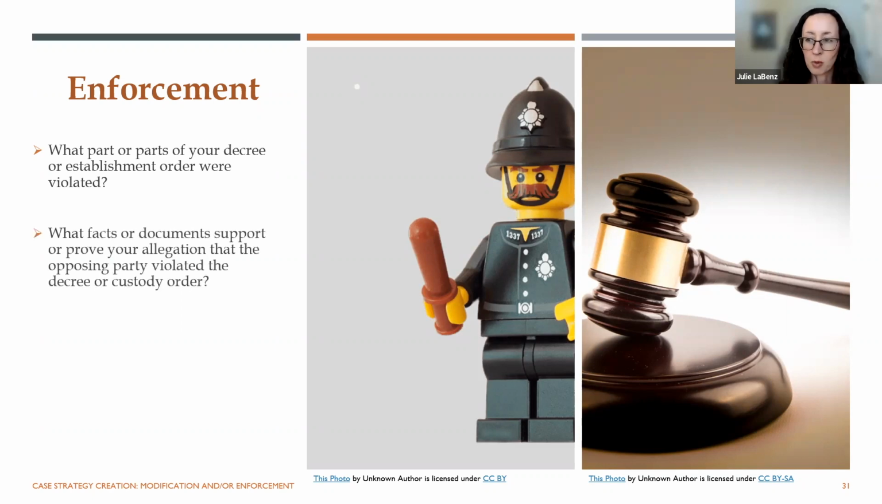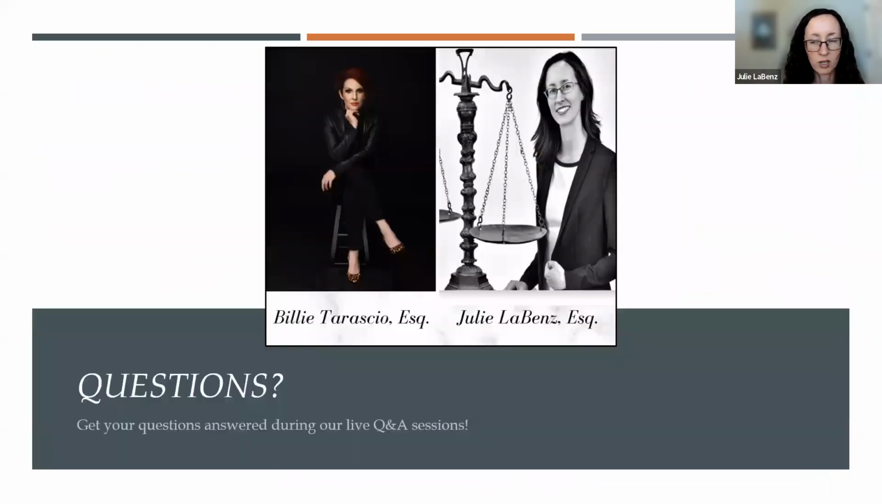So you need to have the part of your decree or order that you believe has been violated, and then you need to present the facts or documents that support or prove your allegation that the opposing party violated the decree or custody order. And then you need to let the court know what you want the court to do about this violation. Do you want an award of attorney's fees and costs? Do you want make-up parenting time? Do you want family counseling ordered? There were all those different remedies that we went through. So what are you wanting to request?